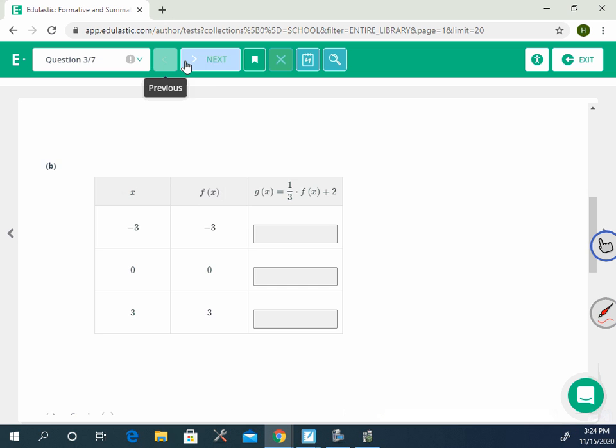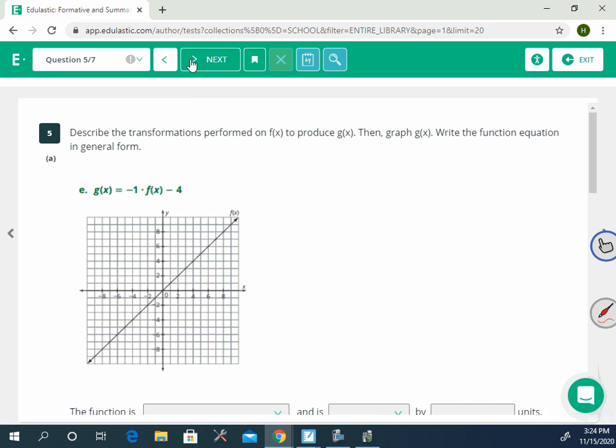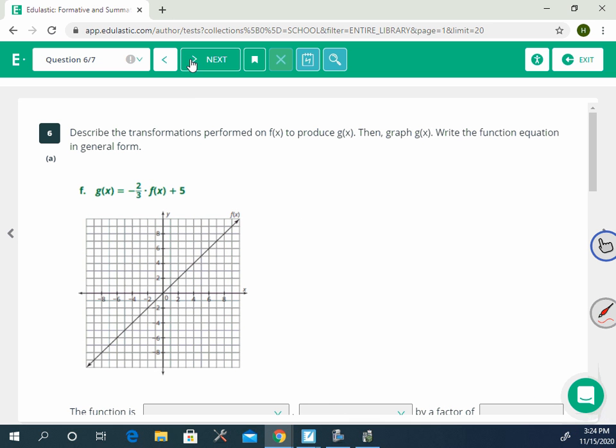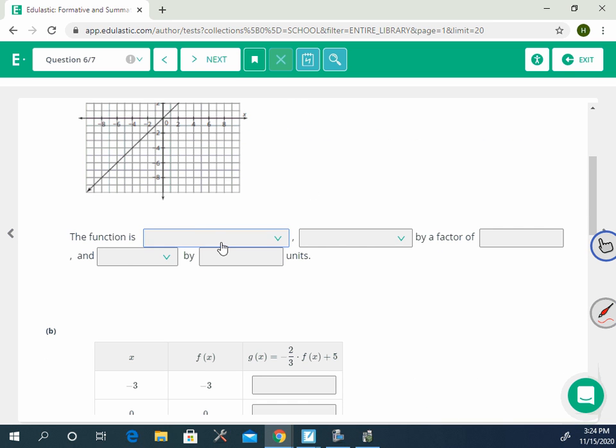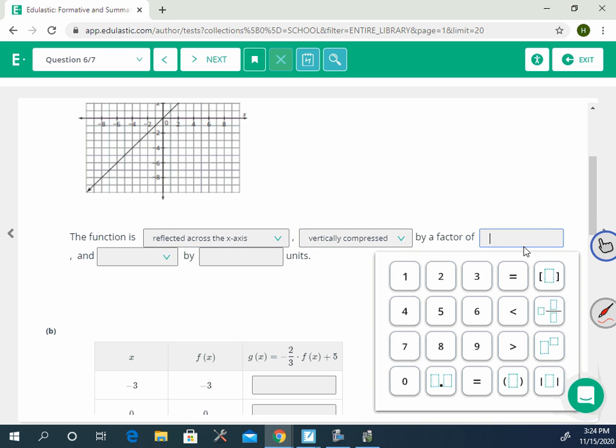So if I go to, I think it would be this one. Yep. Okay, so describe the transformations performed. So the function is reflected over the x-axis. It's vertically compressed by a factor of, where's my fraction?